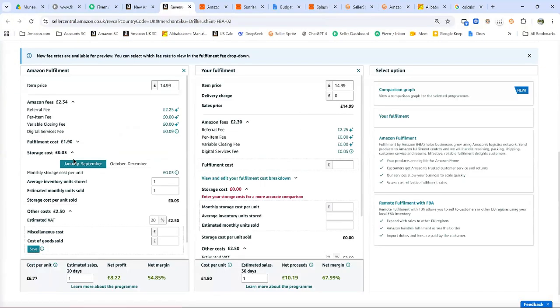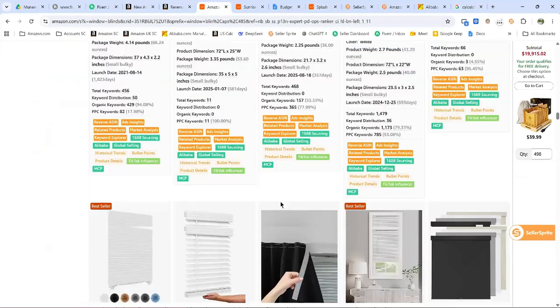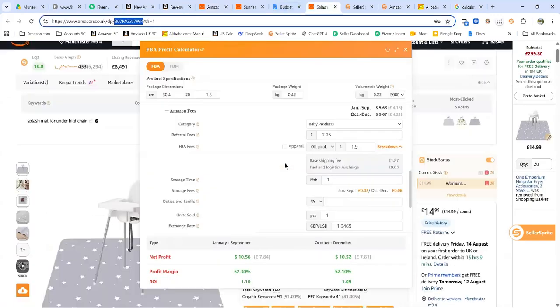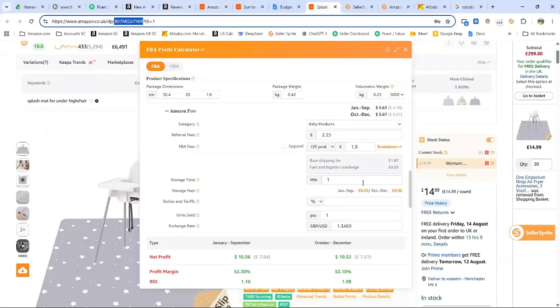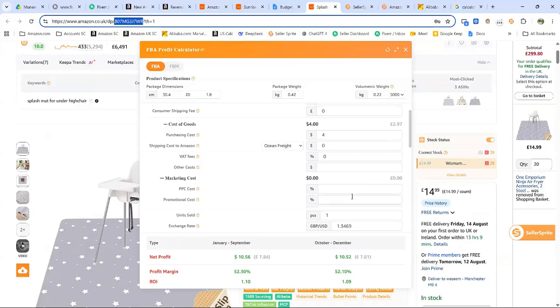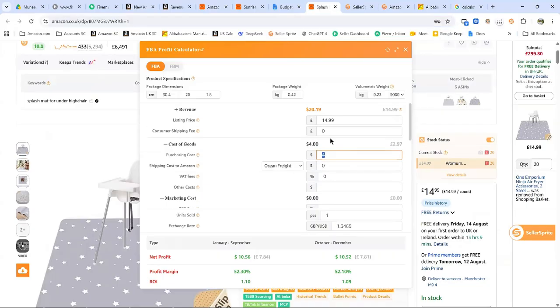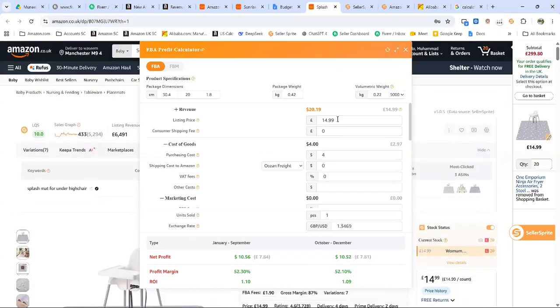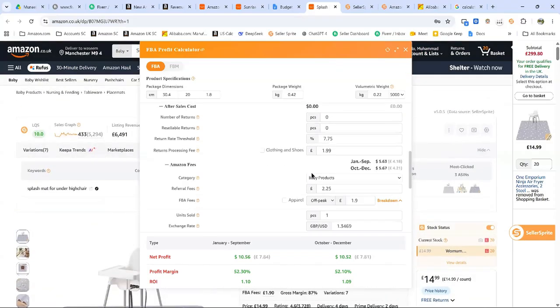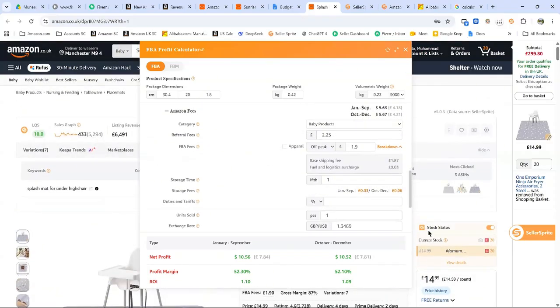Okay, it's correct. As you can see, it's 1.9, which means this is a lightweight, affordable, less bulky, compact product. So if we can even get this at $4, which is 3 pounds, and we are selling it at 14.99, our gross margin will be almost 50%.